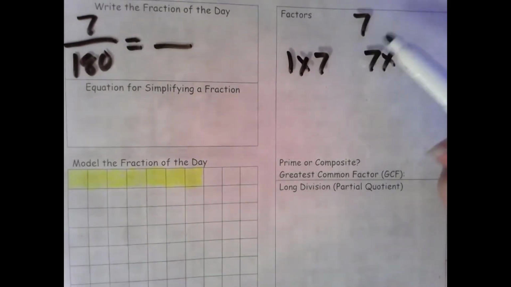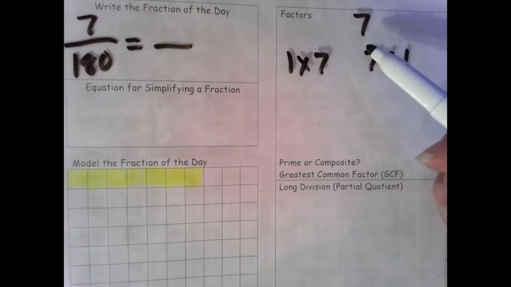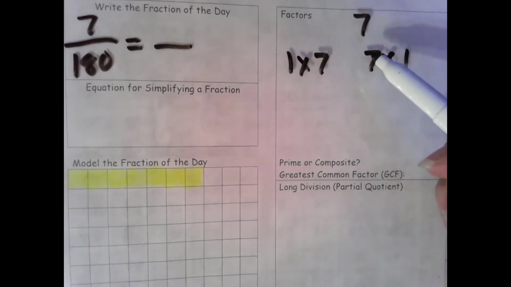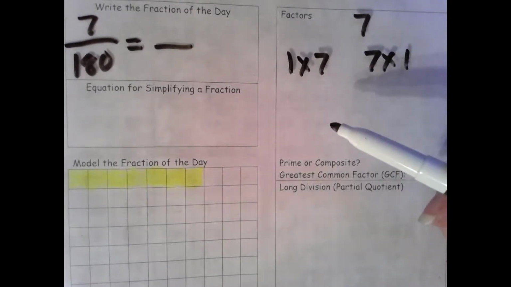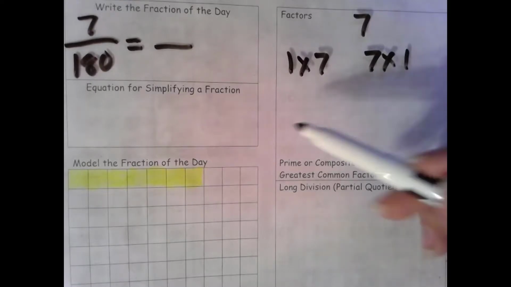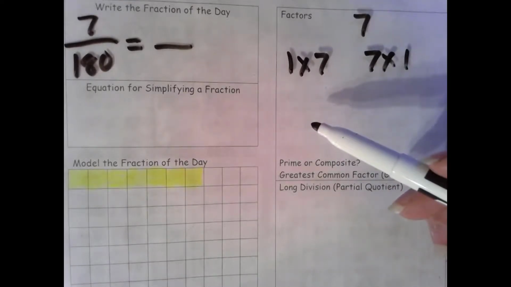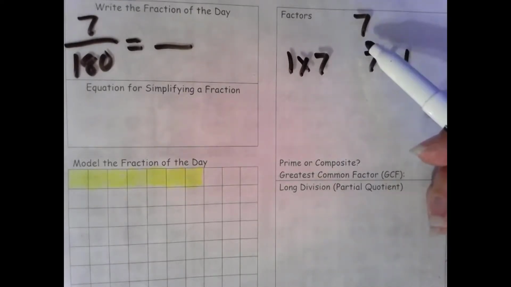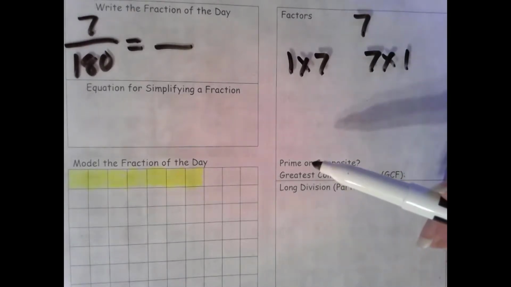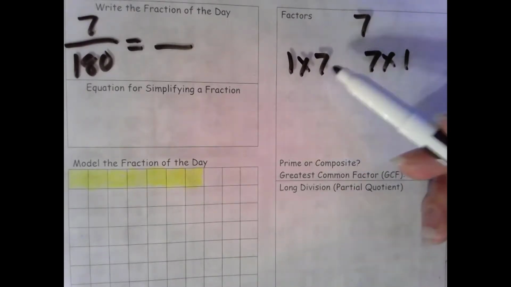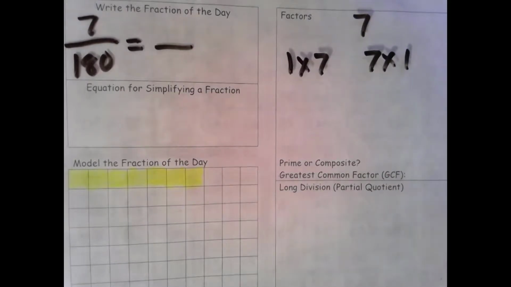So then we check 3. The multiples of 3 are 3, 6, 9. 7 is not in that list, so 3 is not a factor. We try 5. The rule for 5 is that it ends in a 0 or 5. It does not end in a 0 or 5, so 5 is not a factor. Then we get to 7. We already have that down, so we're done.